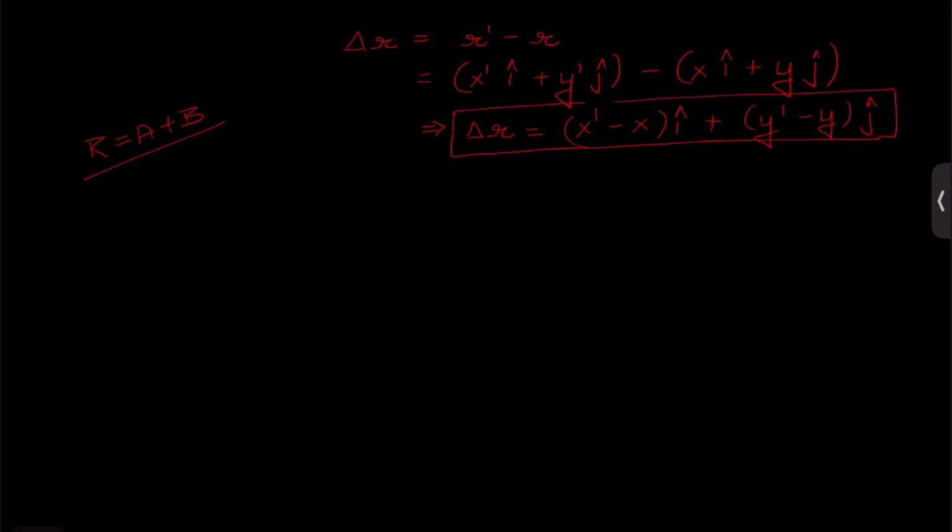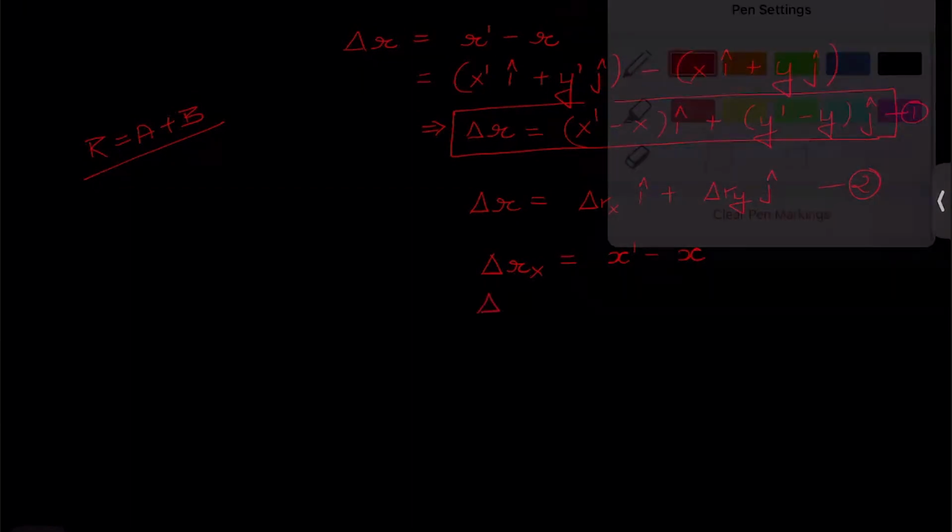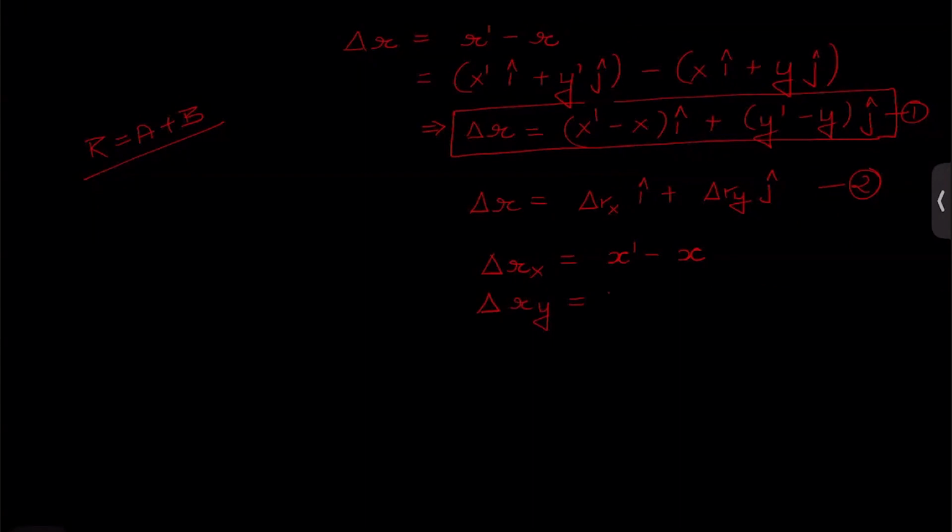Correct. So if I say that delta r is nothing but equal to, let's say, delta rx i cap plus delta ry j cap, then using the comparison between this equation and this equation, we can say that delta rx is nothing but equal to x dash minus x. Similarly, the value of delta ry will be equal to y dash minus y. Okay. So that is how we can understand the displacement vector in 2 dimensions.